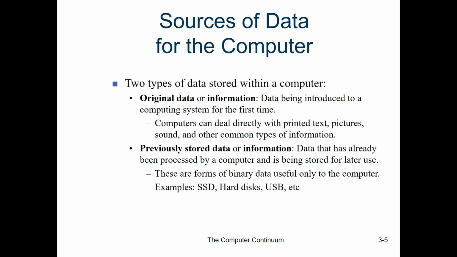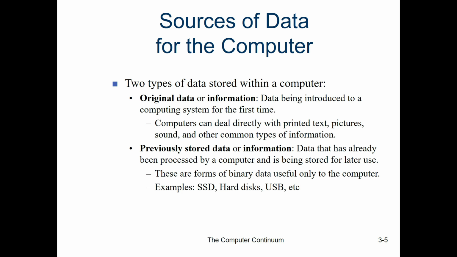Now, sources of data for the computer. There are basically two types of data stored within a computer. The first is original data or information, data being introduced to the computer for the first time. Let's say I'm giving some input into the computer, writing something and storing it. That is original data, being introduced to the computer for the first time.